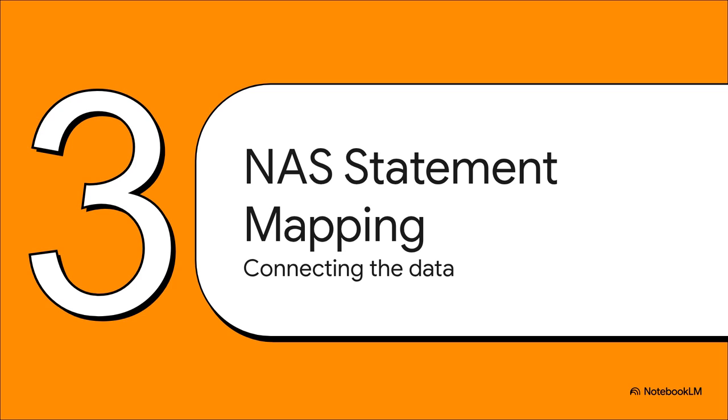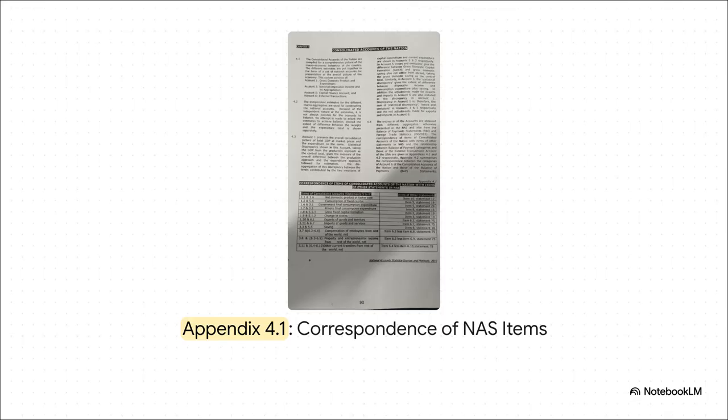All right, section 3. NAS statement mapping, connecting the data. Let's see how these massive consolidated accounts actually map out to other national account statistics, or NAS statements. Looking at the actual source text here from Appendix 4.1, I know it's a dense table, but it's a fantastic visual mnemonic device. Just seeing it reinforces the concept that literally every item in the consolidated accounts has a direct correspondence somewhere else in the NAS statements. You don't need to memorize the entire page, but you absolutely must understand that these items are intricately, permanently linked.